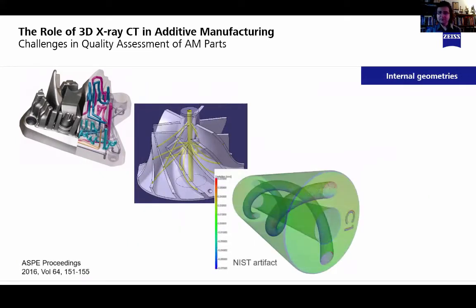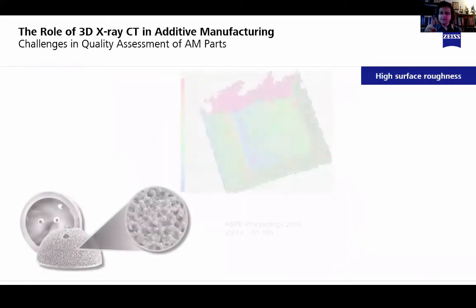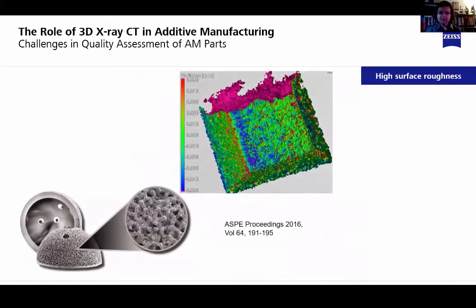Second, additive manufactured parts might have internal features that cannot be seen by an optical system or measured with a tactile measurement machine, unless there is an opening to get inside, but it will be challenging to get accurate measurements that way. Third, additive manufacturing surfaces generally have a high degree of surface roughness that can make it challenging to measure with tactile measurement machines.